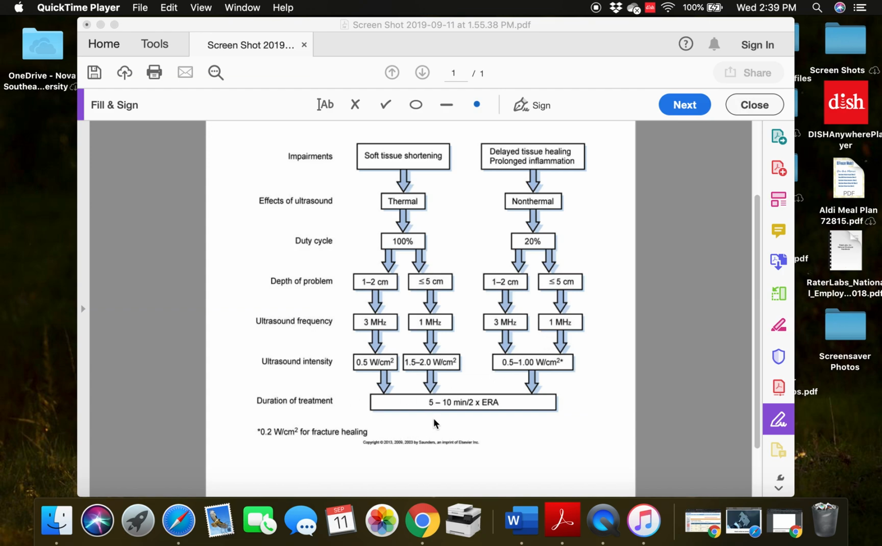Now, duration of treatment. If you look at this part of the slide, it says 5 to 10 minutes for 2 times the ERA. So based on what size ultrasound head you use, it should be 2 times the surface area. Your surface area of treatment should be 2 times the area of that ultrasound head, and when that's the case, it should be a 5 to 10 minute treatment, depending on the amount of tissue activity you want to create.